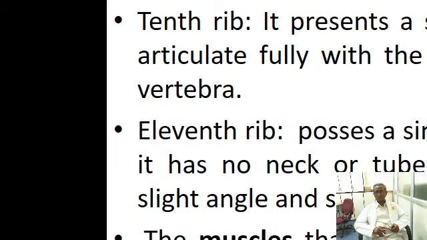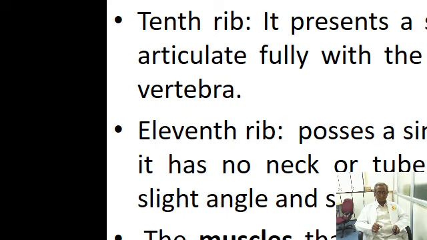The 11th rib possesses a single large facet on its head. It has no neck or tubercle, and the shaft presents a slight angle and a shallow costal groove.